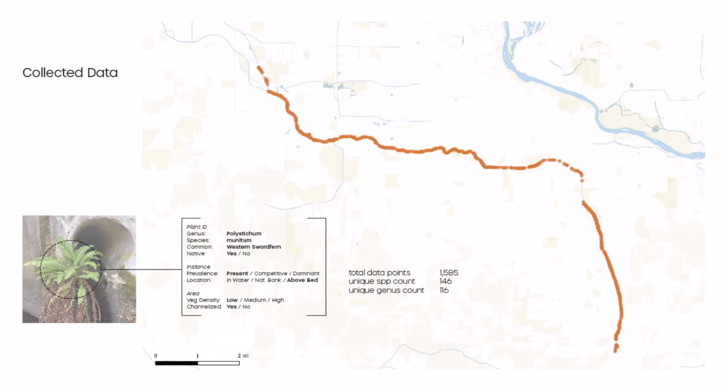So here's just a really broad look at my results. I collected 1,585 unique data points, each with several features attached to them. So that was geolocation, a photo for each point, the genus and species, the common name, native status, prevalence, location in relation to the creek, the general vegetative density of the surrounding area, and whether the creek segment was channelized in concrete. And this was for each instance of species that I encountered.